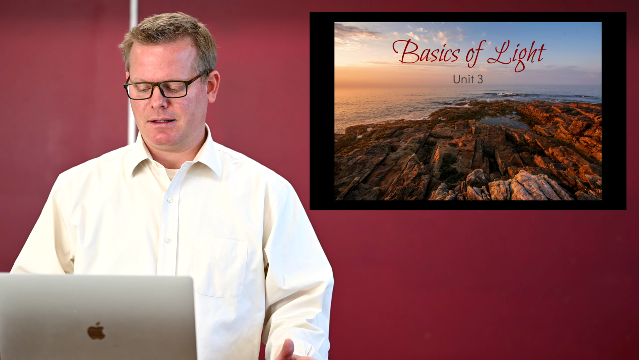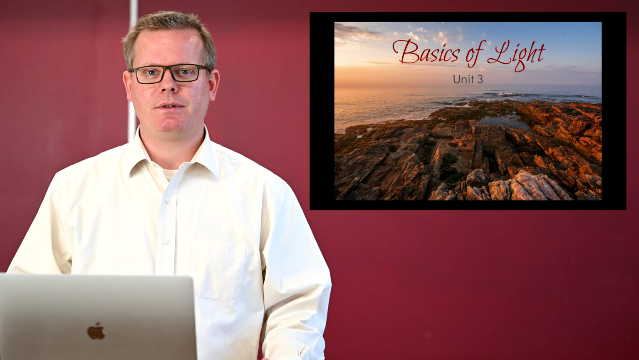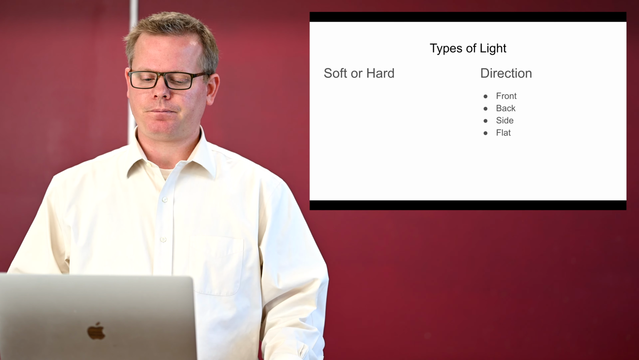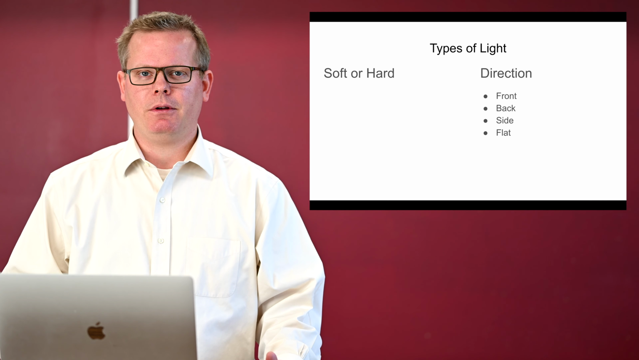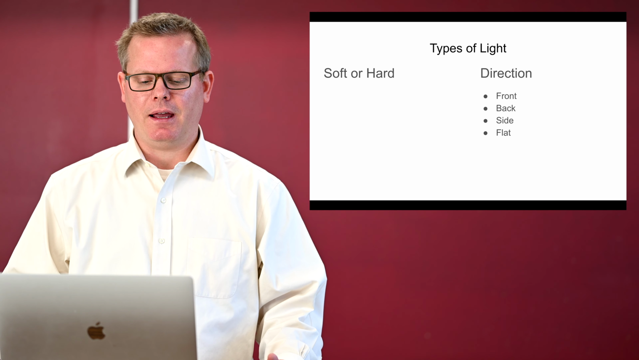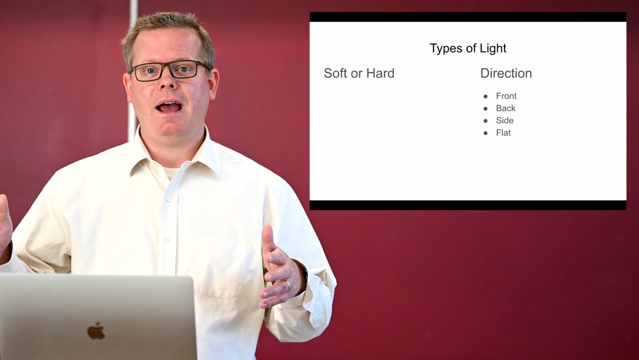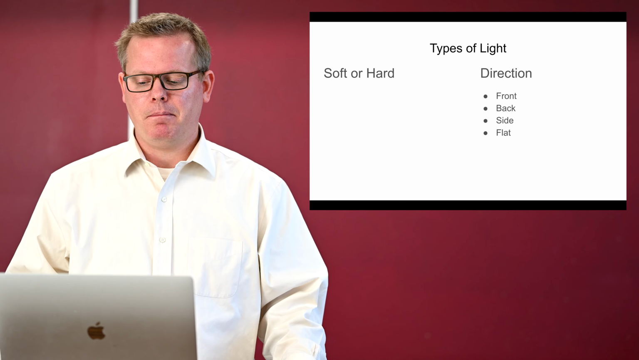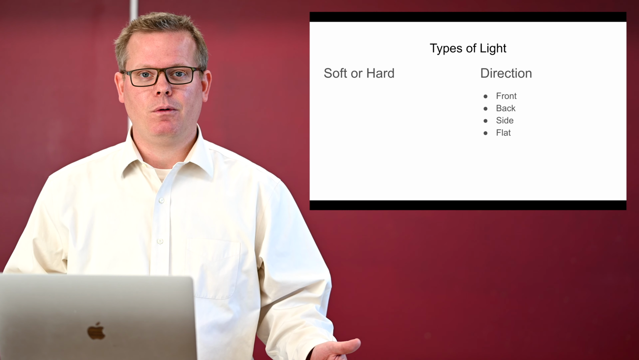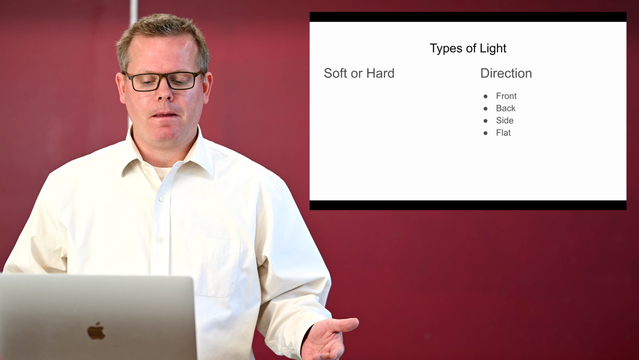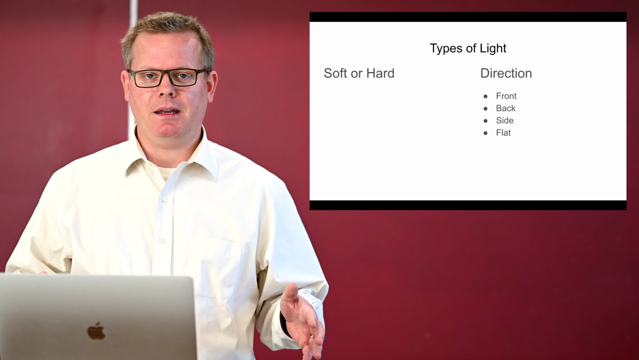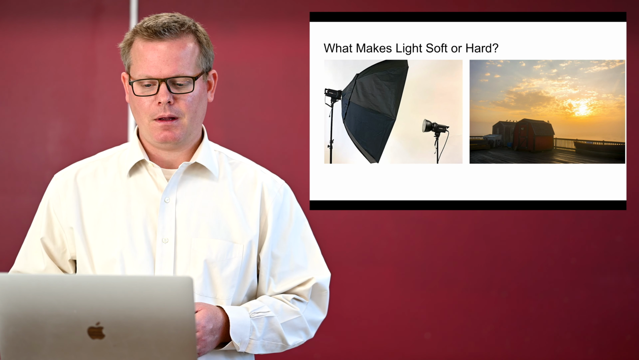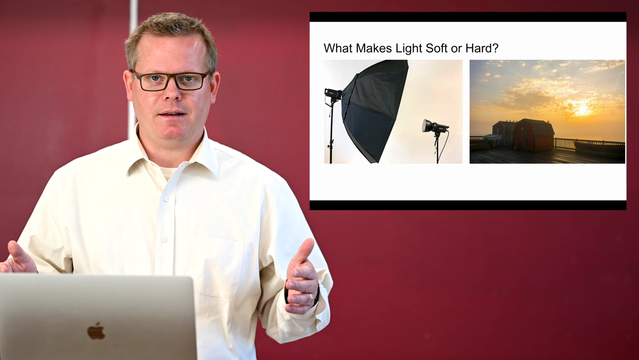So let's take a look at some basic light terms so that you start to notice more about the light around you. When we talk about light, we usually talk about two different types of light: soft and hard light. Then within that there's the direction the light is coming from. Is it front light, side light, back light, flat light, where there's really no direction at all? Let's look at what all those terms mean so that you can produce some examples of those yourself. So, soft and hard light.